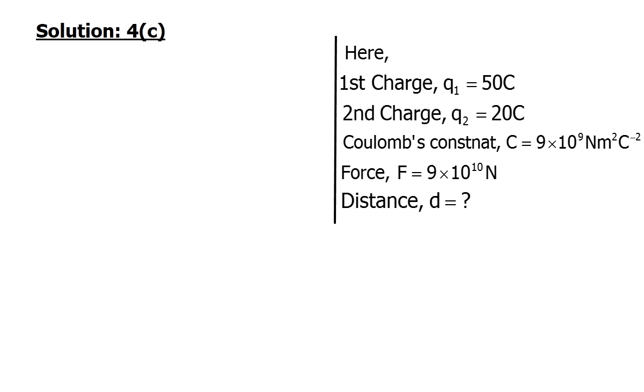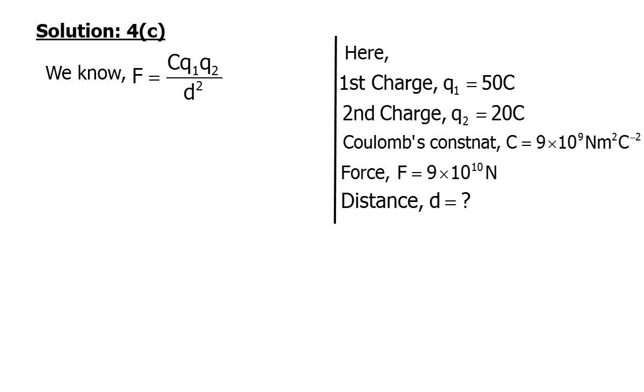The given quantity of the first charge Q1 is 50 coulomb, the second charge Q2 is 20 coulomb, and the existing force between the two charges is given as 9 into 10 to the power 10 Newton. We have to calculate the distance between the two charges A and B, which is d. So we will apply the Coulomb force, which is F equal to kQ1 Q2 divided by d square. We have to calculate the value of d.